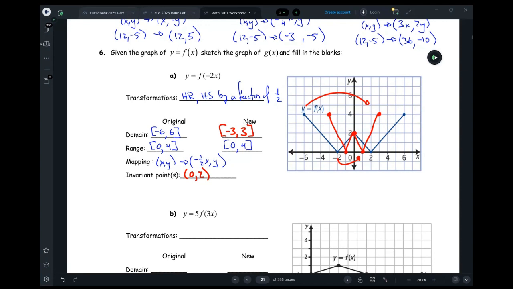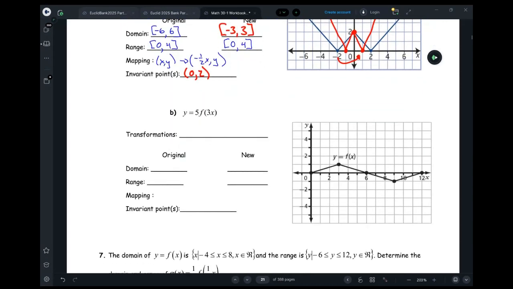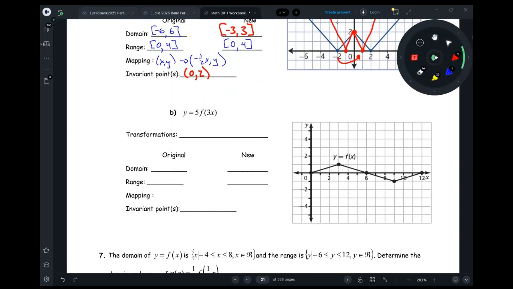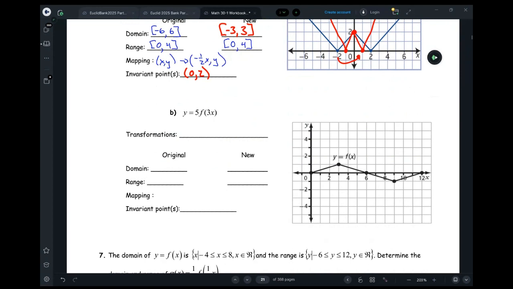Okay. And that's what the questions are asking for. So it helps to have the little graph there. Now let's take a look at this one. What transformations are taking place here? Well, the 5 in front has already been moved over. It has been moved off of the y. It's multiplied by f of x, and f of x represents the old function here. So it's 5 times x.